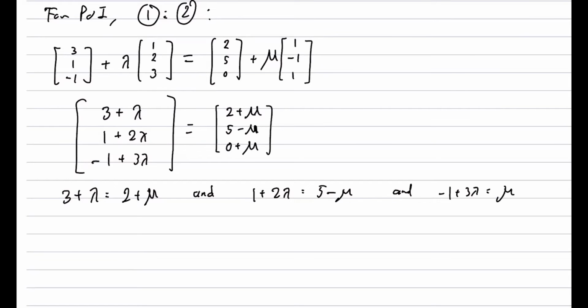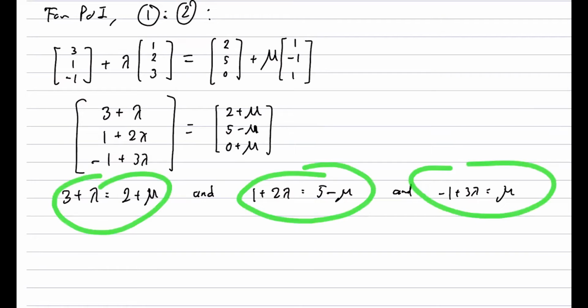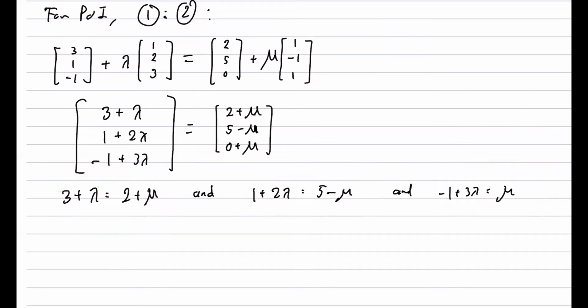Now we can see a bunch of equations, right? Lambda and mu, 2 variables. How do you solve a bunch of equations with 2 variables?